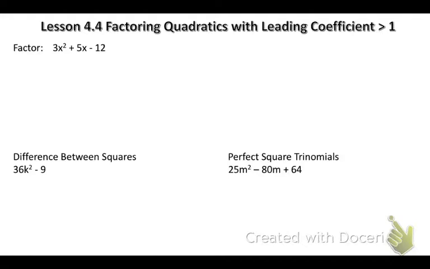Lesson 4.4, factoring quadratics with leading coefficients greater than 1. So we're going to always start by asking ourselves, is there anything I can factor out first? So we look at our 3x squared plus 5x minus 12, and the answer to that is no. Then we might ask, is it a special products polynomial? And again, the answer is no.